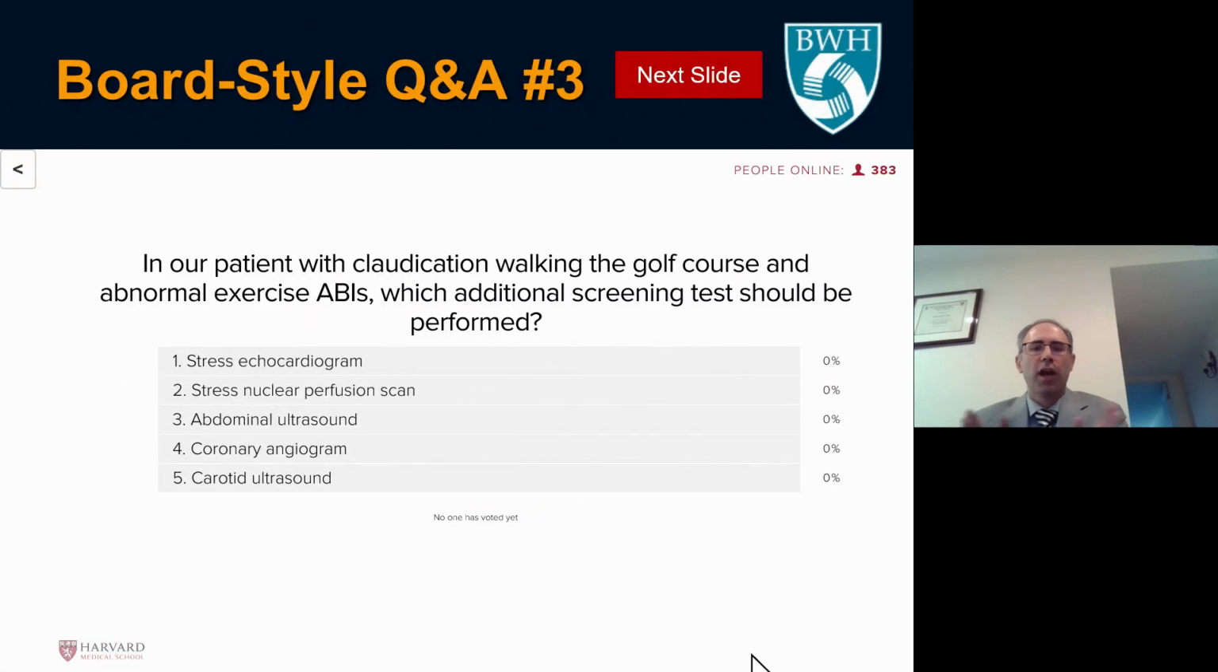All right, in our patient with claudication walking the golf course and abnormal exercise ABIs, which additional screening tests should be performed? A stress echo, because we talked about PAD being related to CAD. Stress nuclear perfusion scan, again for the same reason. An abdominal ultrasound, a coronary angiogram. We're just going to dive right in and see whether they have coronary artery disease, or a carotid ultrasound. Go ahead and vote.